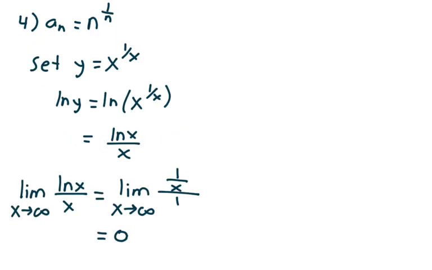Let's take a look at example 4. A sub n is equal to n to the 1 over n.